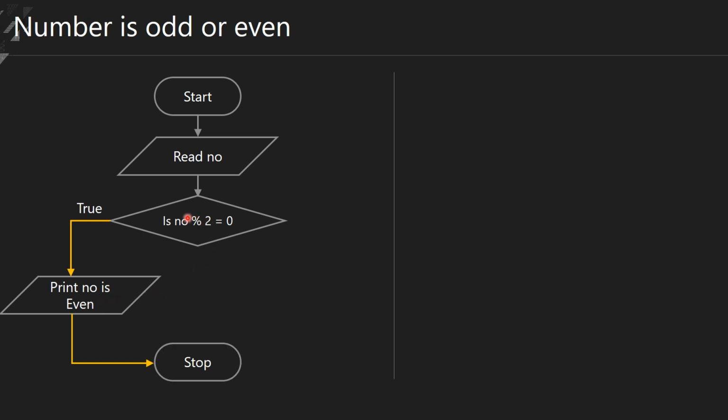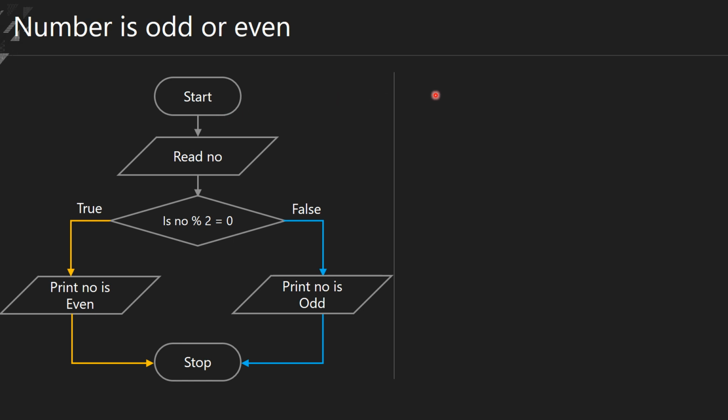Suppose the number does not give the remainder 0, then the condition becomes false, then it prints the number is odd, then stop. Right? So easy to write a flowchart.